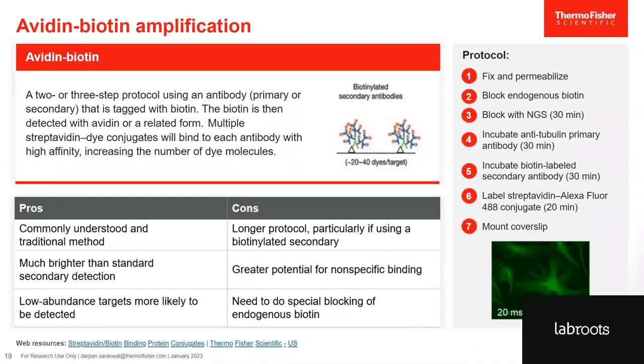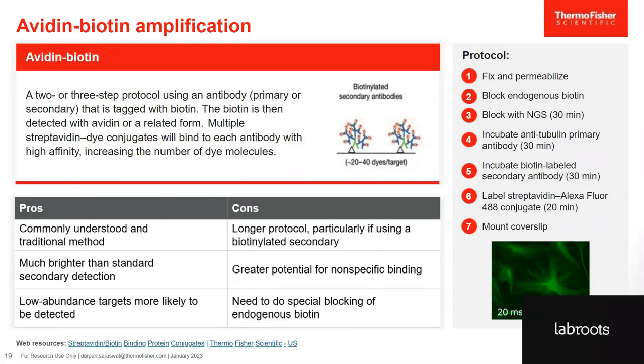Avidin-biotin amplification. While most assays are fine using a dye-conjugated secondary antibody for detection, sometimes it's necessary to amplify your signal for a low-expressing antigen, or if you want to amplify over the background. It's a two or three step protocol using an antibody that is tagged with biotin. The biotin is then detected with avidin or a related form, and multiple streptavidin dye conjugates will bind to each antibody with high affinity, increasing the number of dye molecules.